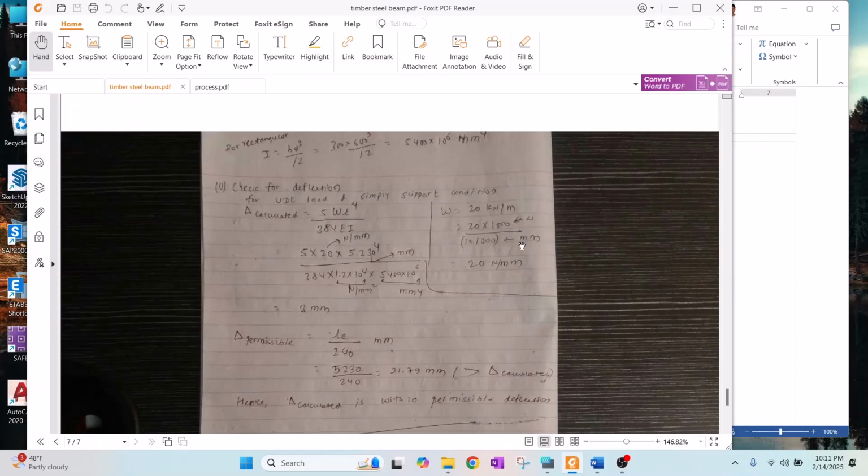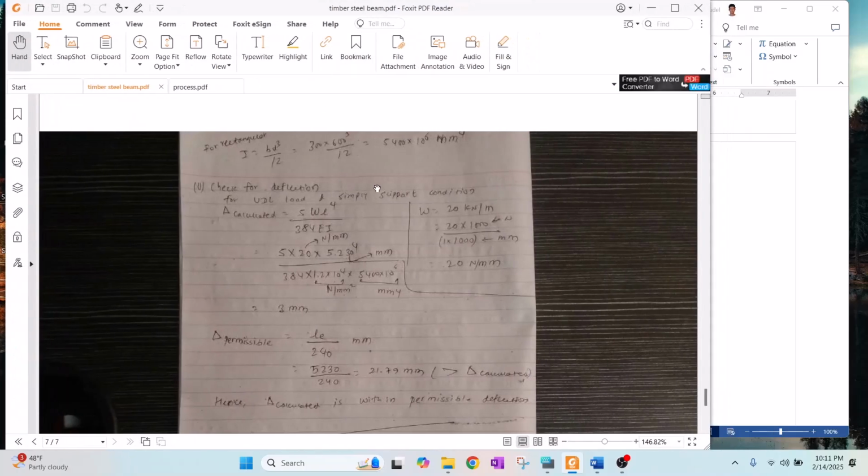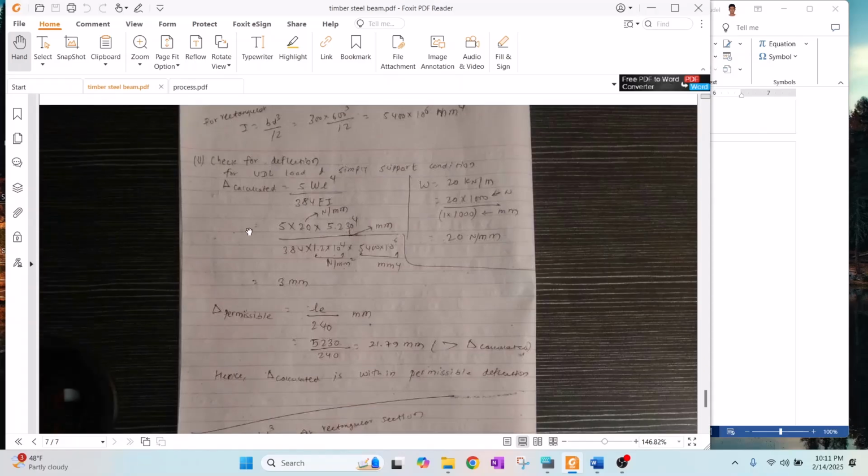Actually, this is a very common equation. We have been using this equation in subjects like theory of structures and strength of materials, while pursuing a bachelor degree. So we have all these values. Let me describe what these values mean. W is the applied load. L is the effective length of the member. E is the modulus of elasticity, whereas I is the second moment of area.